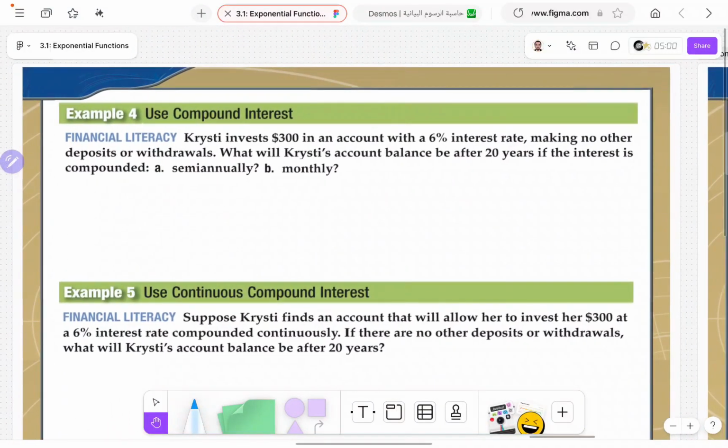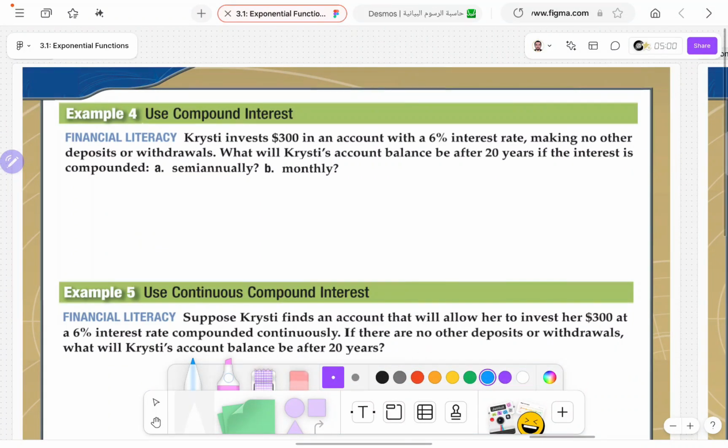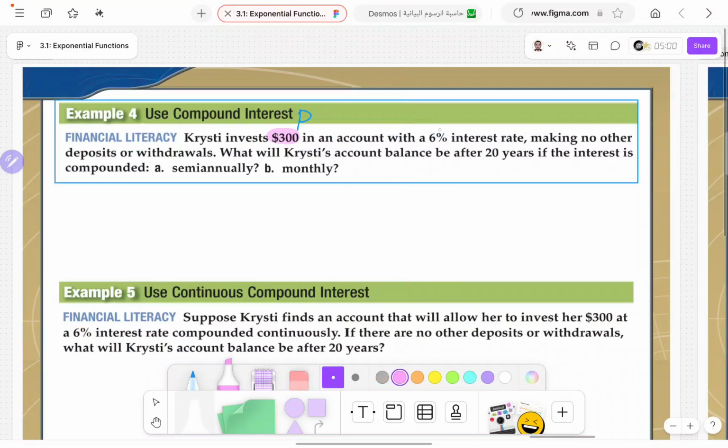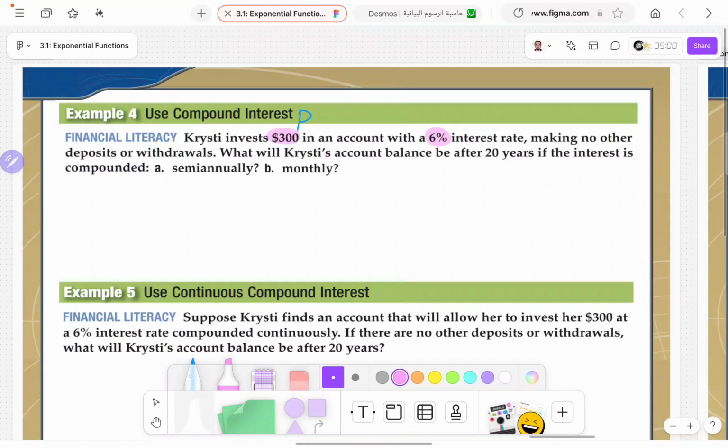The first example uses the compound interest. Christy invests $300. This is P, the principal, the first initial amount, in her account with interest rate 6%. So the interest is 6 over 100, represented by R, 0.06. So this is R.